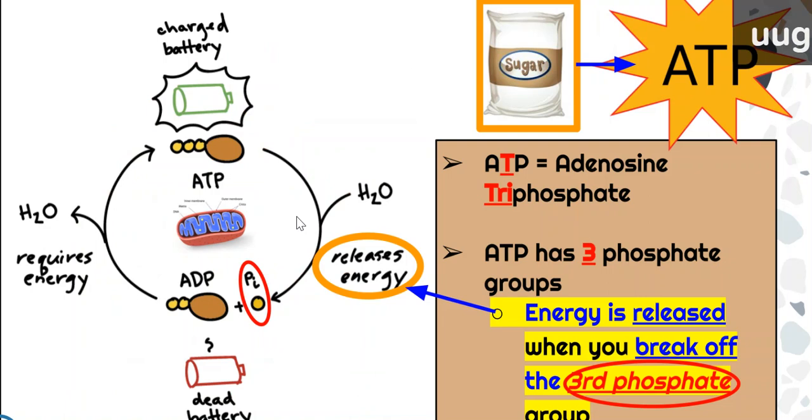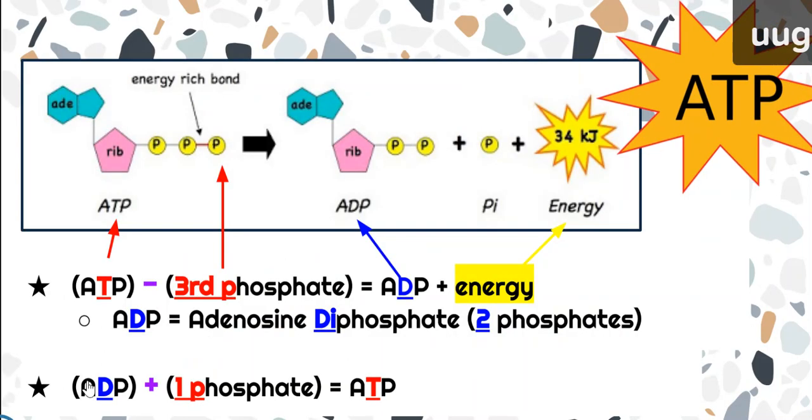ATP, adenosine triphosphate, has 3 phosphate groups. When you break off a phosphate group, energy is released. When you add a phosphate group back on, the battery is recharged and ready for use again. That's often why I say ATP is energy, ADP is a dead battery. When that phosphate group is removed and it becomes adenosine diphosphate, it's a dead battery because there's no charge in it.